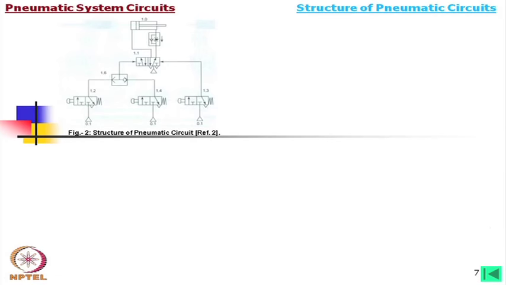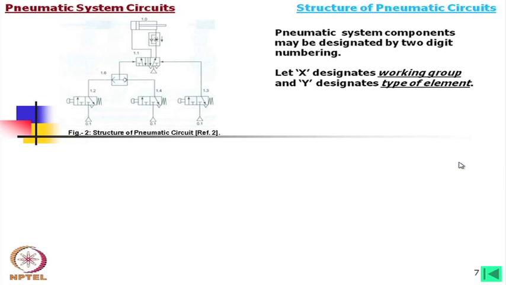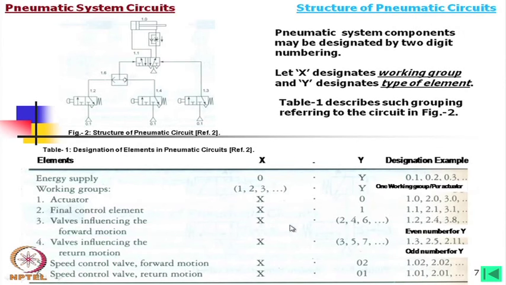Now, what is this structure which I have discussed? We can designate these items by two numbers, with a dot in between, so it is a two-digit number considering the dot. Let the first one be x and the second one be y. Then x designates the working group and y designates the type of element. In this table, energy supply in the working group is 0, and the designation example y might be 1, 2, 3 depending on the different types.